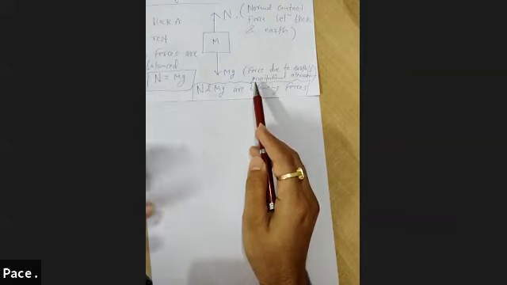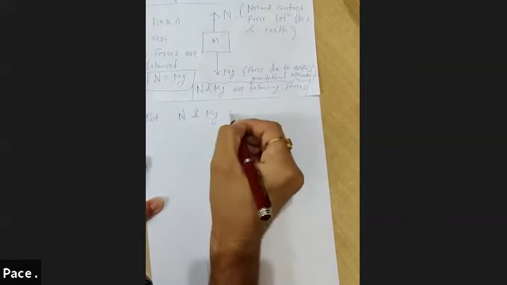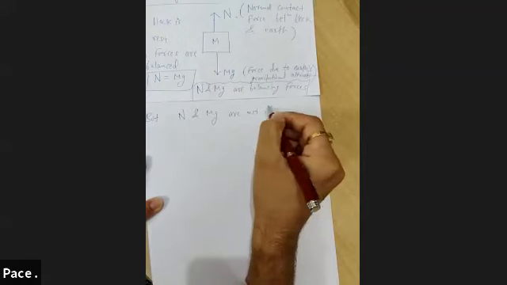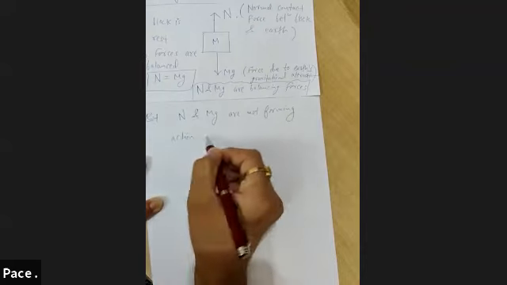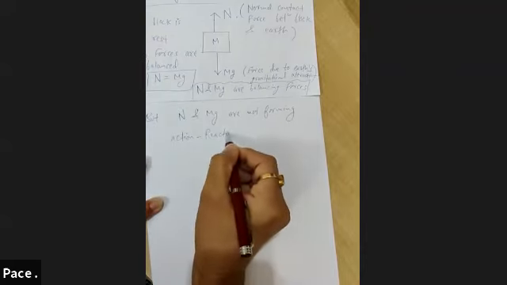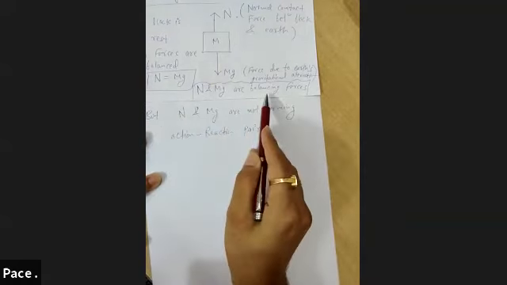Now, normal and mg are balancing forces, but normal and mg are not forming an action reaction pair. See, these are the basics. If you can understand these basics, then it will become very easy for all of you to solve numericals based on Newton's laws of motion, which you will realize later when we solve numericals. So focus on this. Normal and mg both are balancing forces.